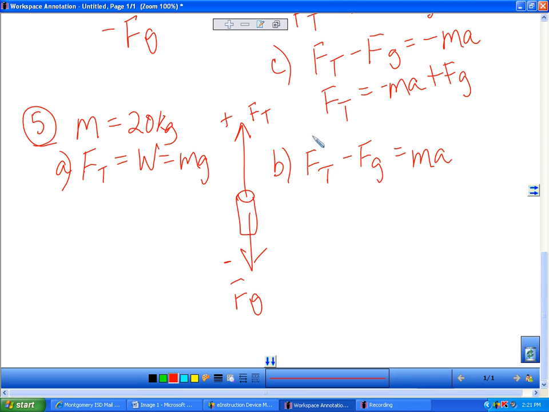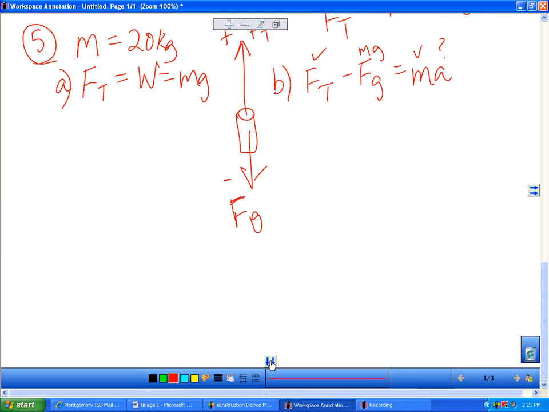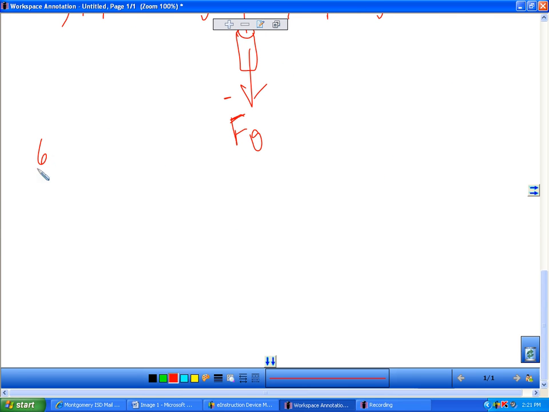So you know that value. You know this is just mass times gravity, and you know that mass, and you're looking for that acceleration. And then you'll know whether it's positive or negative. If it's negative, it's going to fall down. If it's positive, it's going to go up. Number 6.